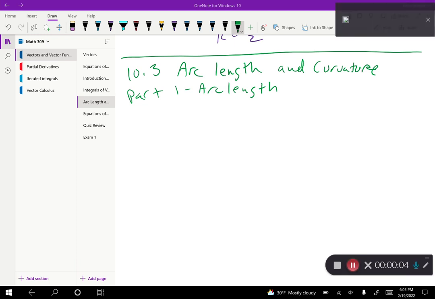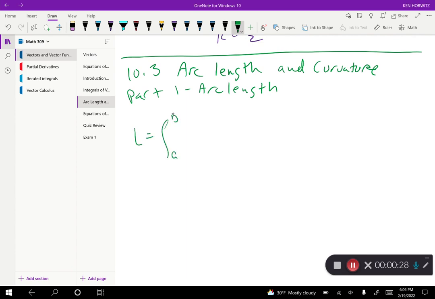Hello everybody, welcome back. Today we're going to be talking about arc length, part of a section usually with curvature, but this will be part one. This will be just focused on arc length. So let's start by reviewing what we know about arc length for a minute. In prior calculus classes, you might have seen this.